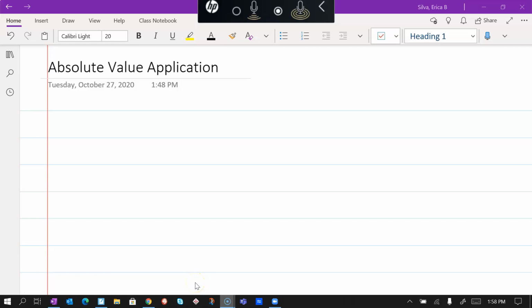All right, so we've solved absolute value equations. We've solved absolute value inequalities. Now we're going to write absolute value equations and inequalities from word problems. So let's go ahead and start.